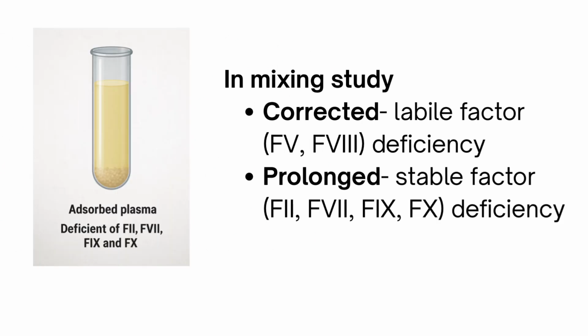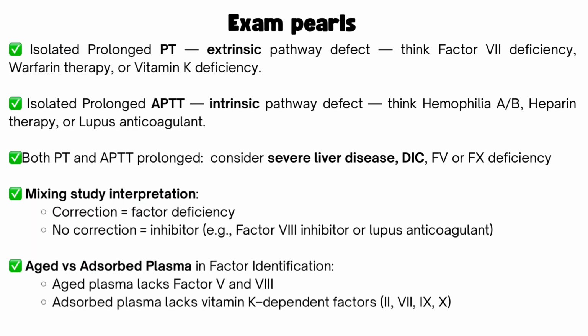If it is not corrected, then suspect labile factor deficiency like factor 5 and factor 8. Adsorbed plasma is made by treating normal plasma with barium sulfate. This process removes vitamin K dependent factors like 2, 7, 9, 10 from the plasma. So what is left? Factor 1 or fibrinogen, factor 5, factor 8, factor 11, 12 and others are left. In mixing study, if clotting corrects with adsorbed plasma, patient lacks labile factor like factor 5 or factor 8. But if it is not corrected, the deficiency is likely vitamin K dependent factor, since adsorbed plasma does not contain them.